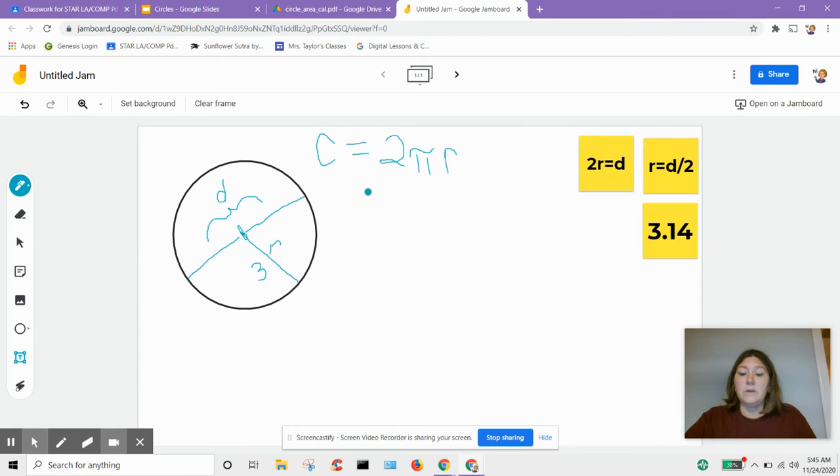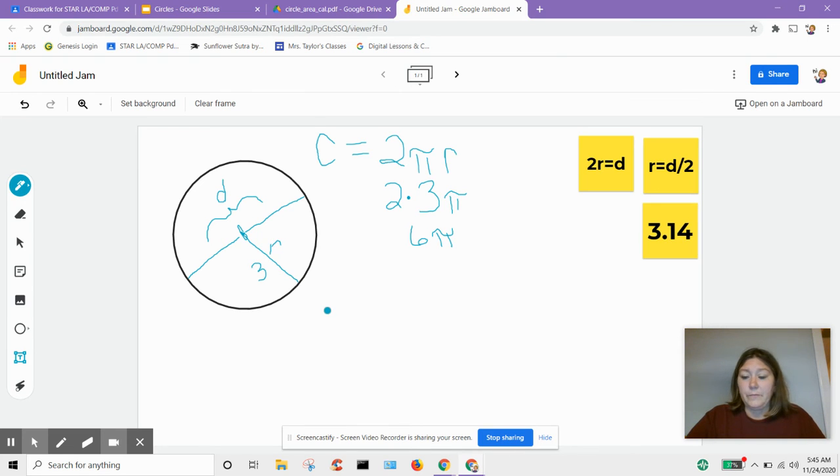Our circumference would be 2 times, I'm going to switch the order of my radius and my pi, 3 times pi. And then I know that 2 times 3 is 6. And most of the time, guys, on the ASVAB, they will allow you to leave your answer. If you look at the answer choices, you'll see that most of them have pi in them. So we can just leave it like that.